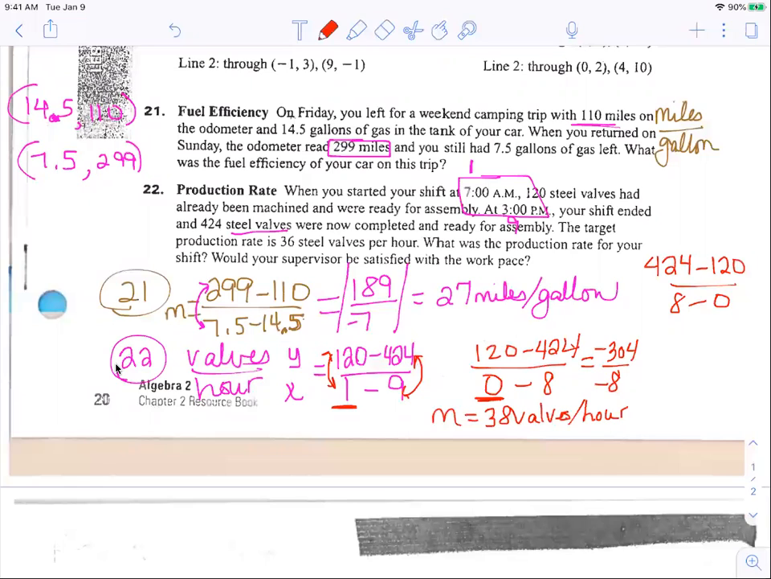A lot of you had it flipped, and the reason is you probably had the hours on the top. But valves depend on hours worked. So when you're looking at a word problem, think about what would be the independent value. That goes in the denominator. Questions? Are there questions on 21?